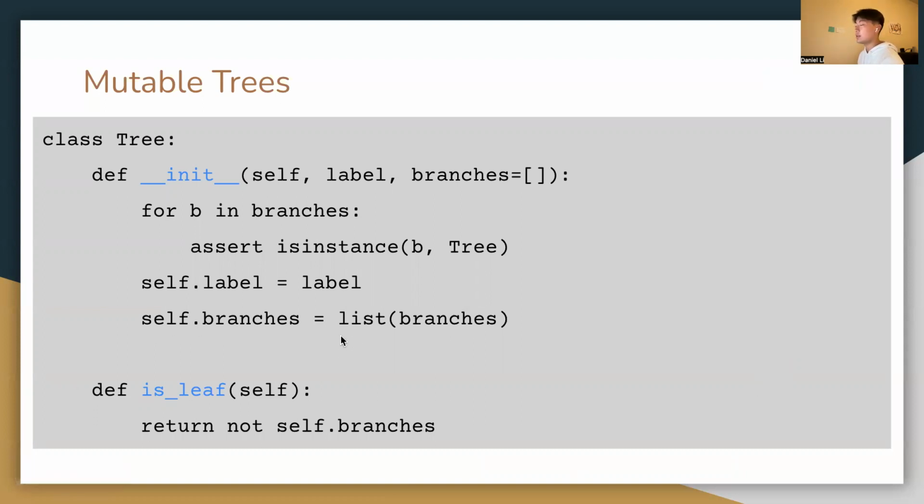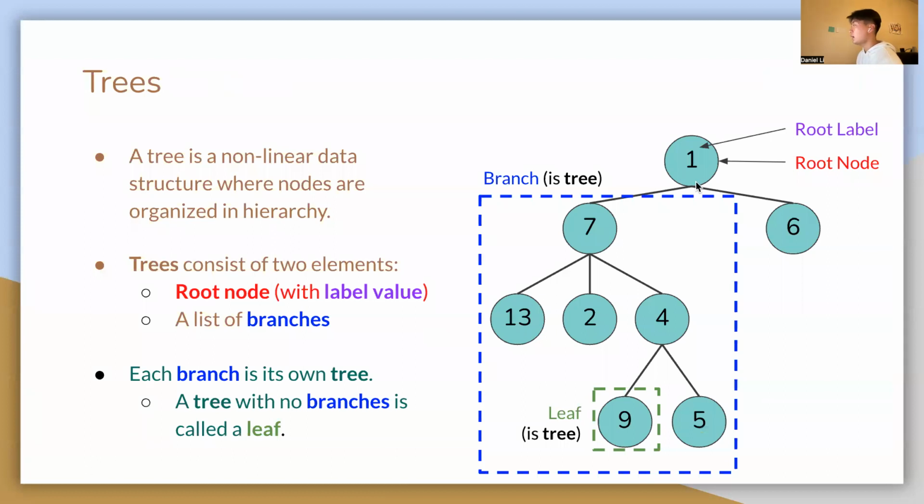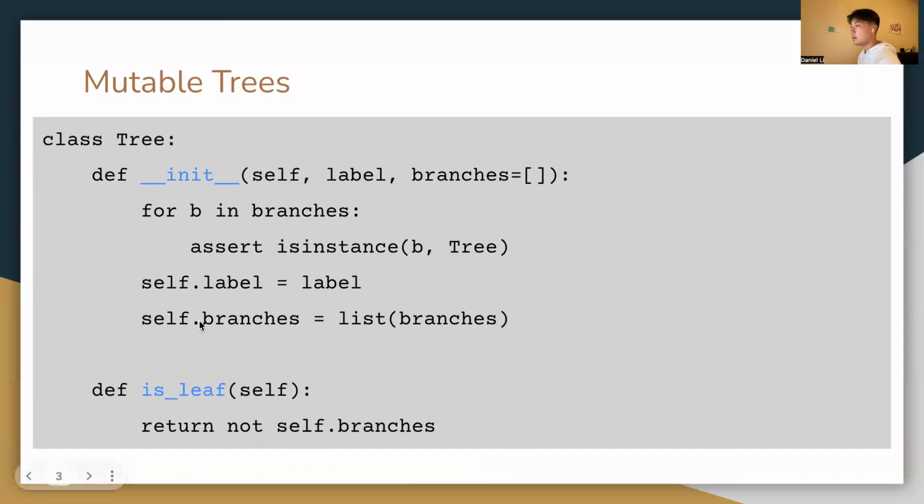And then self.branches is set to a list of branches, right? Because trees are inherently nested lists of numbers. So if we go back here, 7, or this entire thing here is basically a list of numbers. 7 is also a list, but a branch of the root 1. So that's why here self.branches is set to a list of branches.